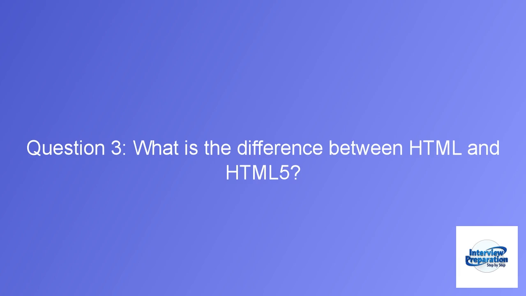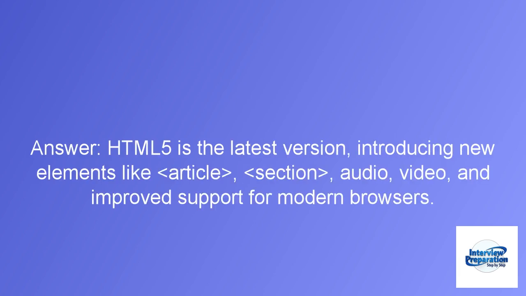Question 3. What is the difference between HTML and HTML5? Answer. HTML5 is the latest version, introducing new elements like <article>, <section>, audio, video, and improved support for modern browsers.